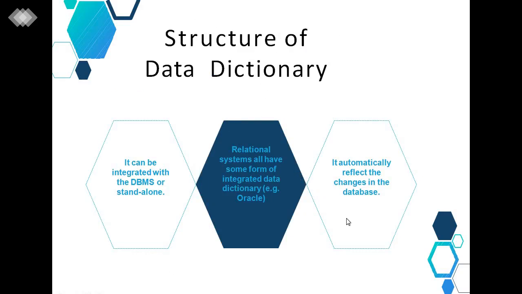Here is the structure related to the data dictionary. You can see that relational systems all have some form of integrated data dictionary, such as Oracle, which can be integrated with the database or stand alone, and which automatically reflects the changes in the database. So it is just a review, or we can say the basic structure, of our data dictionary.